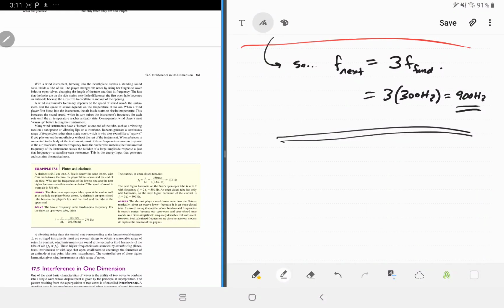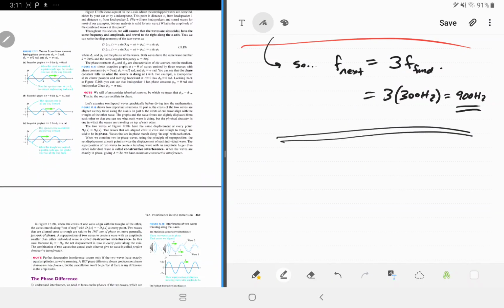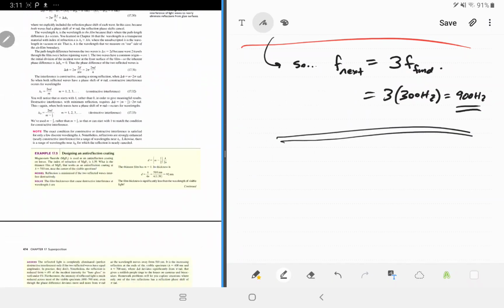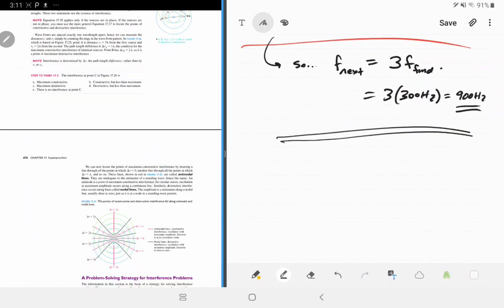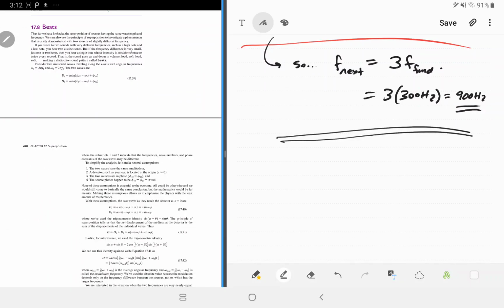Your book goes into a little more information about musical instruments and how this relates to them. But let's go ahead and skip over to beats, all the way to 17.18 beats.